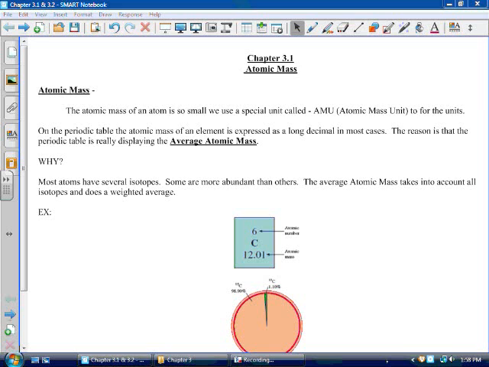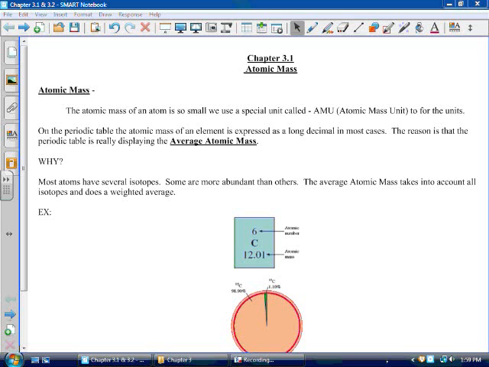When we talk about atomic mass, there are 3 particles that deal with the mass of any atom: the protons, neutrons, and electrons. Protons and neutrons are relatively the same size and each have a mass of about 1 atomic mass unit. An atomic mass unit is a special unit that we use for atoms because they are so small. 1 atomic mass unit is approximately 1.66 times 10 to the negative 24th grams. So you can see how small of a number that is and why it's not practical to talk about atomic mass in terms of grams. So we have a special unit of AMUs.